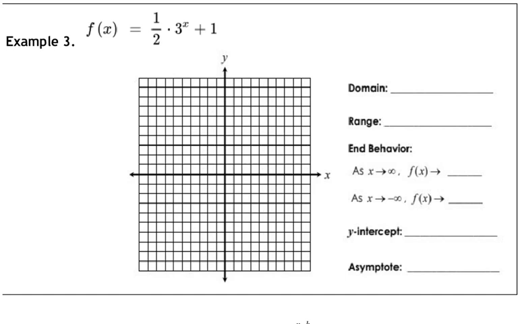Let's take a look at example 3. When we look at it, I right away notice that the a value is 1/2. My b value is 3. And the k value is 1. So we know it's lifted up by 1. And the a value represents a vertical compression because it's in between 0 and 1.